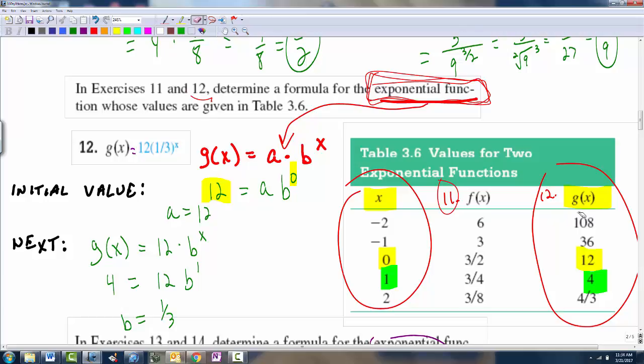108. So I just checked another corner just to make sure it mirrors maybe one more of the chart values.